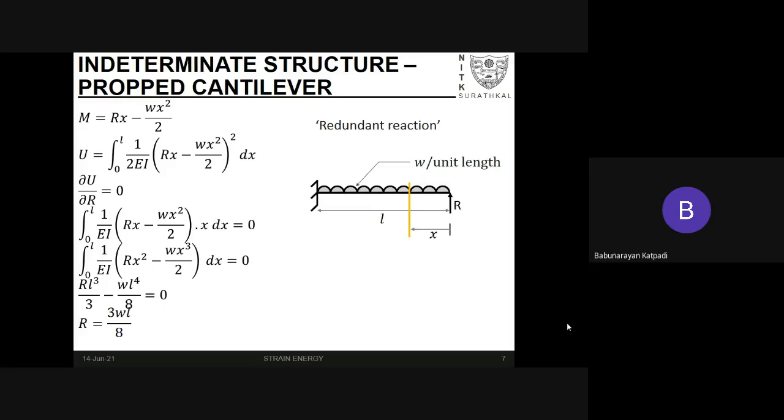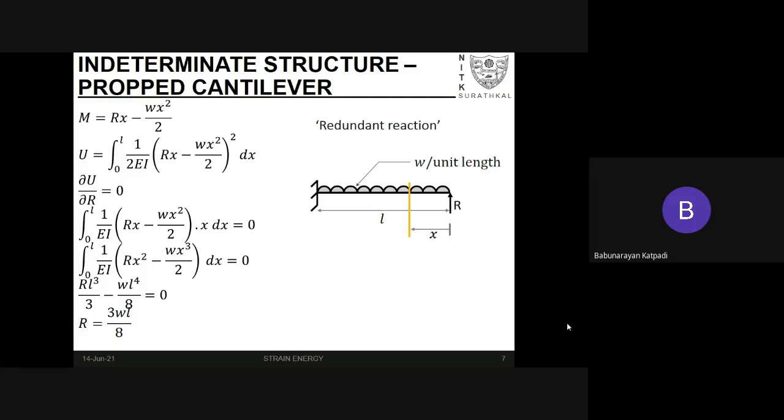Because you have at the fixed end a vertical reaction and a moment, and at the prop you have a reaction. So there are 3 unknowns and only 2 equations from statics. So it is indeterminate to degree 1. And we are interested in solving this.